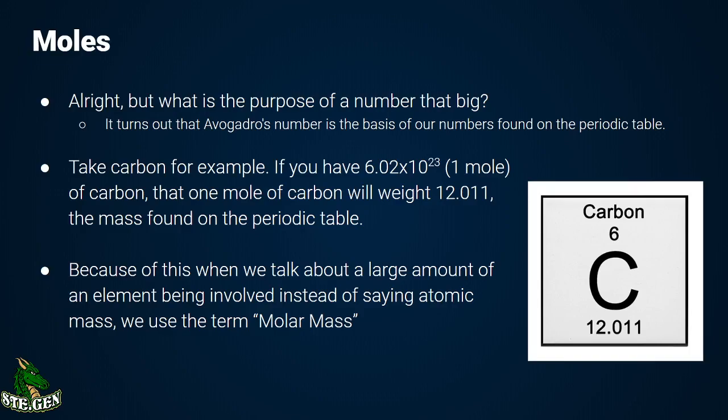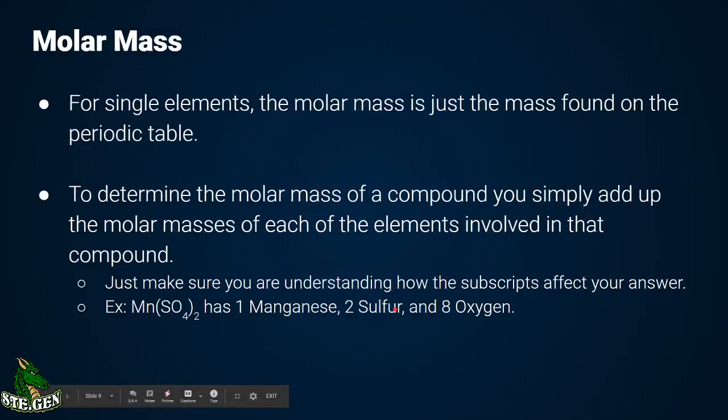So when we talk about large amounts of an element, so no longer just saying an individual atom, we describe this number, this 12.011 that's on the periodic table. That is not just the mass of carbon. That is the molar mass of carbon. This is the average atomic mass, so it's what an average atom weighs, but it's also what a mole of that element will weigh, 12.011 grams per 1 mole.